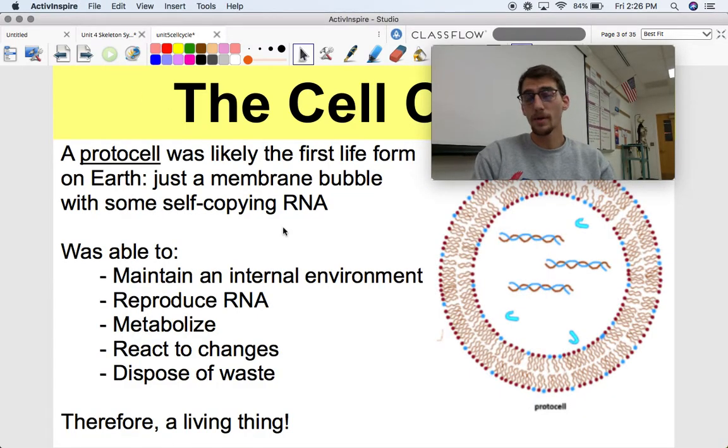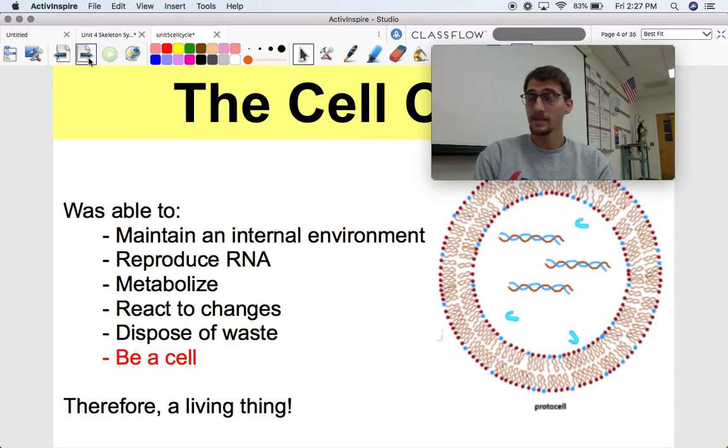All right, so I'm going to bring this image back one more time. This is what we've seen a bunch of times. Here's our protocell. It's able to maintain an internal environment. It's able to maintain homeostasis, reproduce its RNA, metabolize, react to changes, and dispose of waste. And therefore, it's a living thing. And if we are subscribing to a well-established theory called cell theory, then we know that this protocell, for lack of a better word, is a cell. By all definitions, it's able to do all of those things.